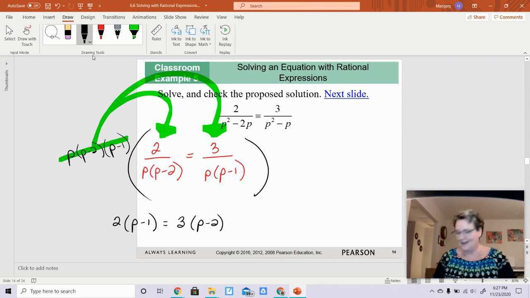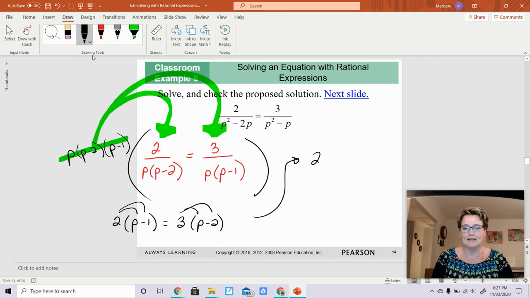Come here. All right. So now what you have to do is distribute. So I'm going to distribute 2 times this, 2 times this, 3 times this, 3 times this. I'm going to go over here because I ran out of room. I'm going to get 2p minus 2 equals 3p minus 6.